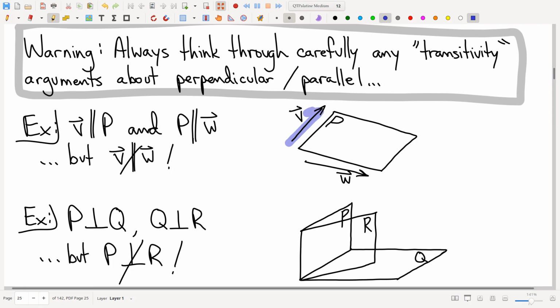So this vector is parallel to that plane, right? And this plane is also parallel to that vector. If you were to just buy into a careless transitivity argument, you might think that would mean that V and W have to be parallel. And that's obviously not true. Look at the picture, clearly false. Obvious nonsense. Right? So just because you connect some dots doesn't mean that there's actually a conclusion to be had. So beware of that kind of thing.